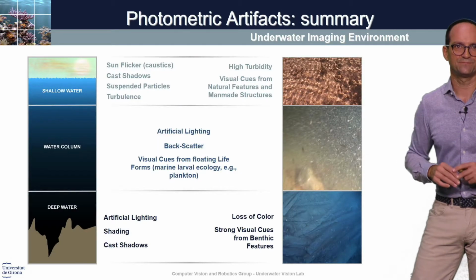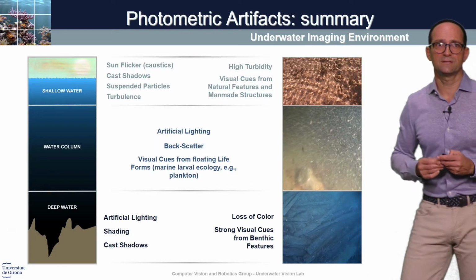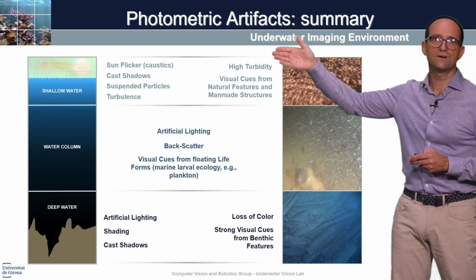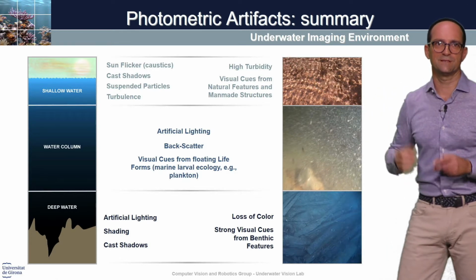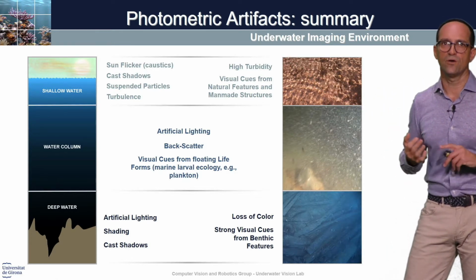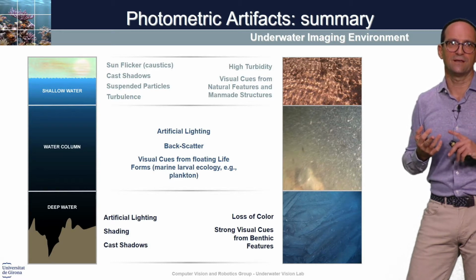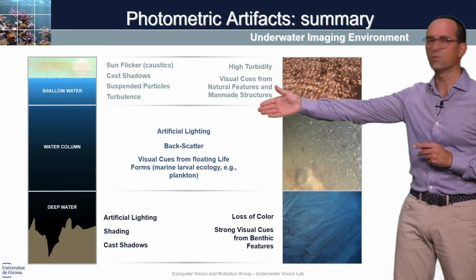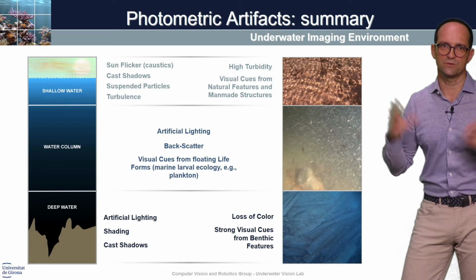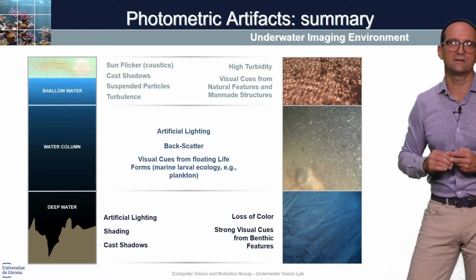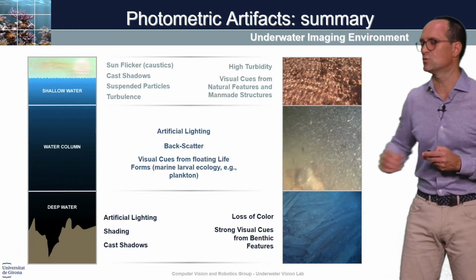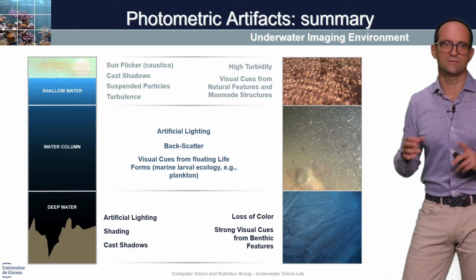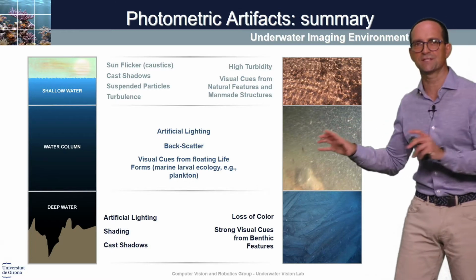So in summary, you see that we have three different situations underwater. We have shallow waters first, where we have seen problems of sun flicker and turbidity, and suspended particles might affect the way the images look. Then we have the water column, in which you always have to use artificial lighting, and then you get backscatter. And then you have the deep waters, in which normally you have a lack of contrast and loss of colors, and you always need artificial lighting that will cast shadows on the scene.